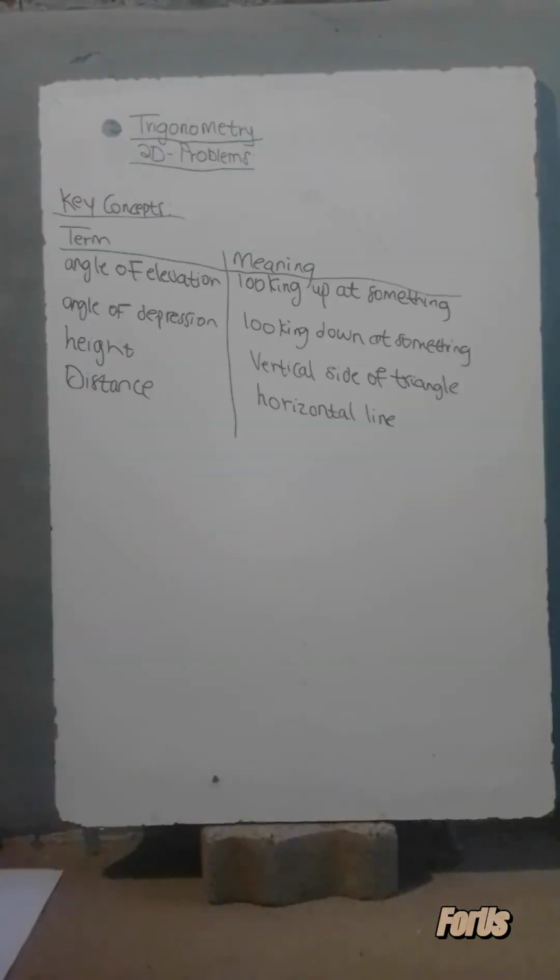Now let's look at this key concept. We have a term and a meaning. When we talk about the angle of elevation, it's when we are looking up at something. Angle of depression, looking down at something. When you're talking about the height, you're talking about the vertical side of the triangle, and the triangle we're talking about is the right angle triangle. And with distance, we are talking about the horizontal line of the right angle triangle.